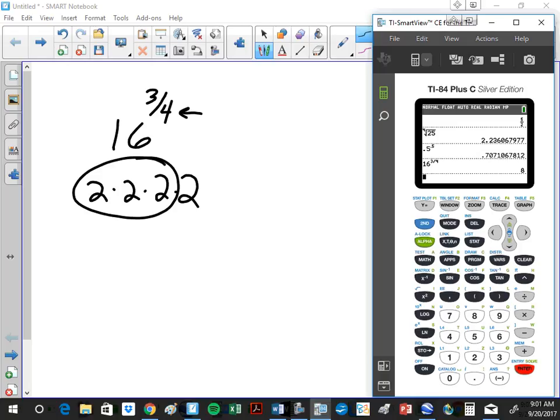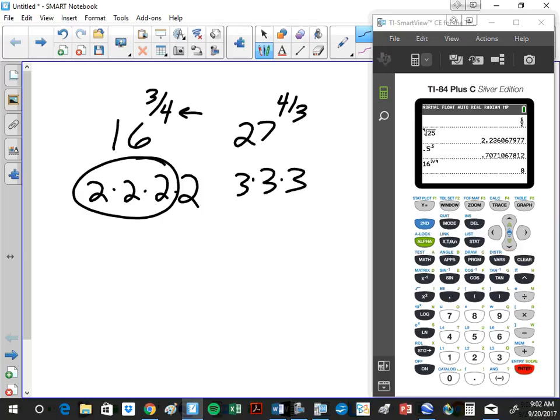Okay. Letter B, 27 to the 4/3. How many multiplications am I saying? 3. So 3 times 3 times 3. How many are in my answer? 4 of them. The answer is 3 to the 4th, which is 81. 4/3 was bigger than 1. That's why it went up.